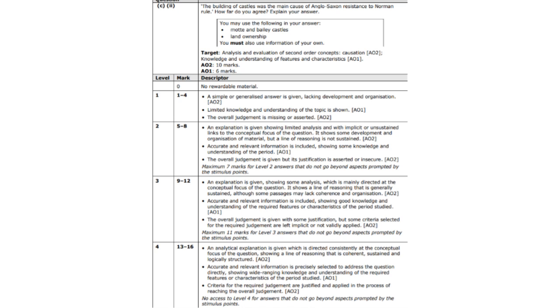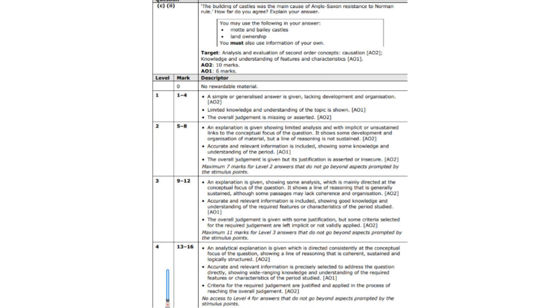So if you have a look at both of the essays, this one is all about building castles. The building of castles was the main cause of Anglo-Saxon resistance to Norman rule. Again, how far? To what extent? How much do you agree? Well, it's given you 2 bits of stimulus material. When I talk through this paper with you in the lesson, I'll tell you what the stimulus material will usually make you think towards, or lean you towards, as it were.